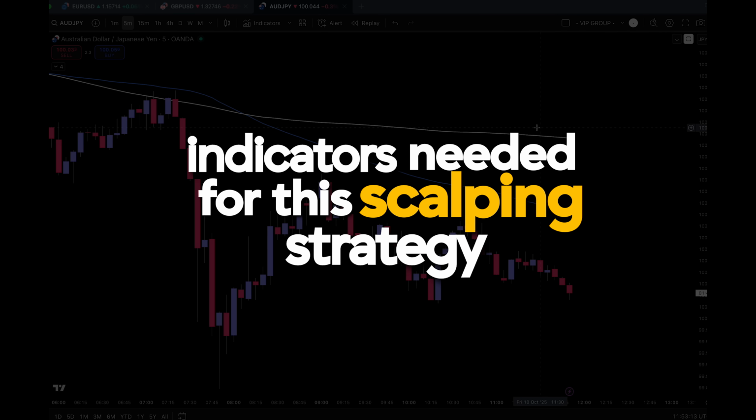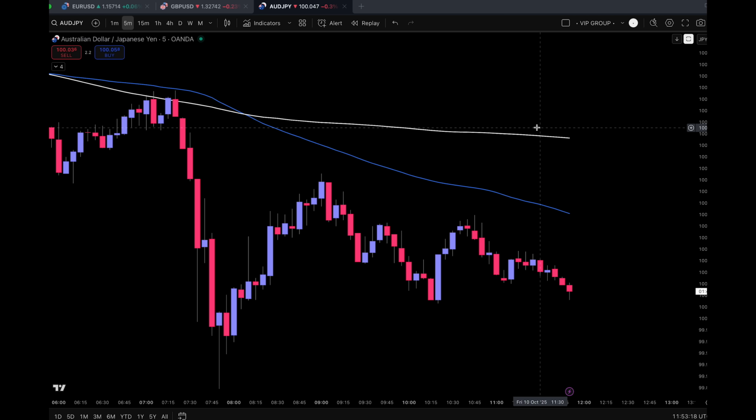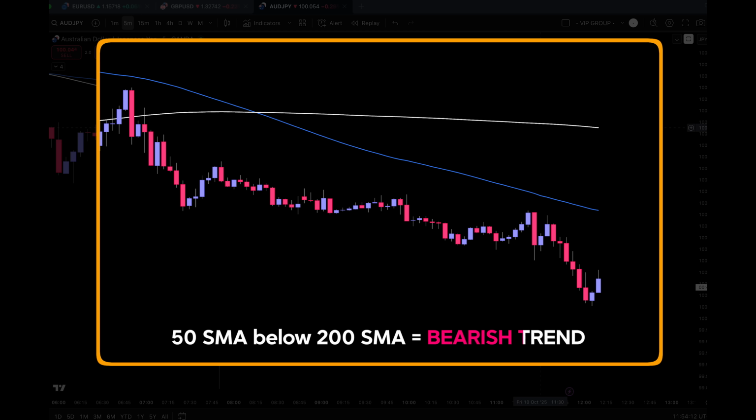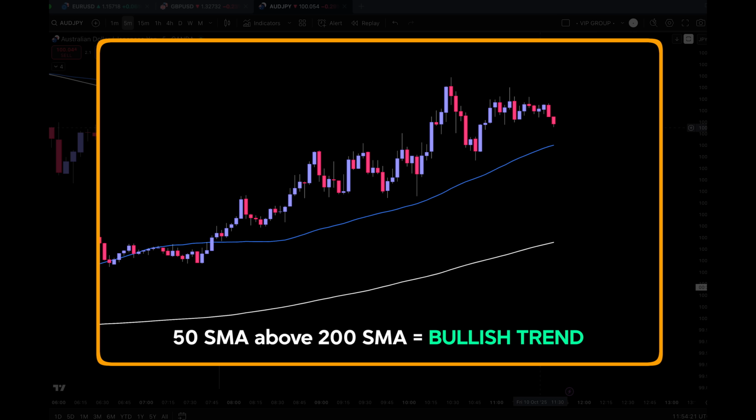Okay guys, with that being said, let's jump into the actual trading tools of this scalping strategy, and we will use two simple indicators. The first one is the 50 period simple moving average, and the second one is the 200 period simple moving average. That's it. It's very simple and easy. These two moving averages act as your main scalping guide. The 50 simple moving average shows you the short-term momentum, while the 200 SMA indicates the longer term direction of the Forex market. When the 50 SMA is below the 200 SMA, we are in a bearish trend, and when the 50 SMA is above the 200 SMA, we are in a bullish trend.